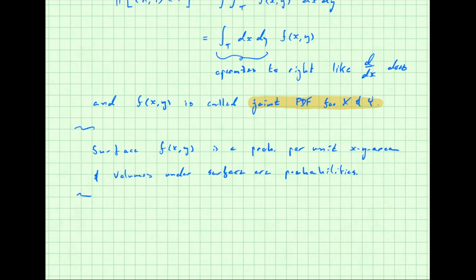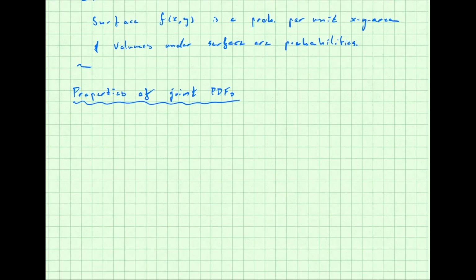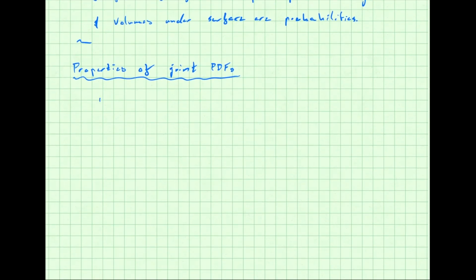But you can see it straight away, at least a little bit, from looking at the properties. So let's look at the properties of joint PDFs. These are really requirements, just like they were in the univariate case. The first one is what we call positivity. This says that f of x and y always has to be bigger than or equal to 0.